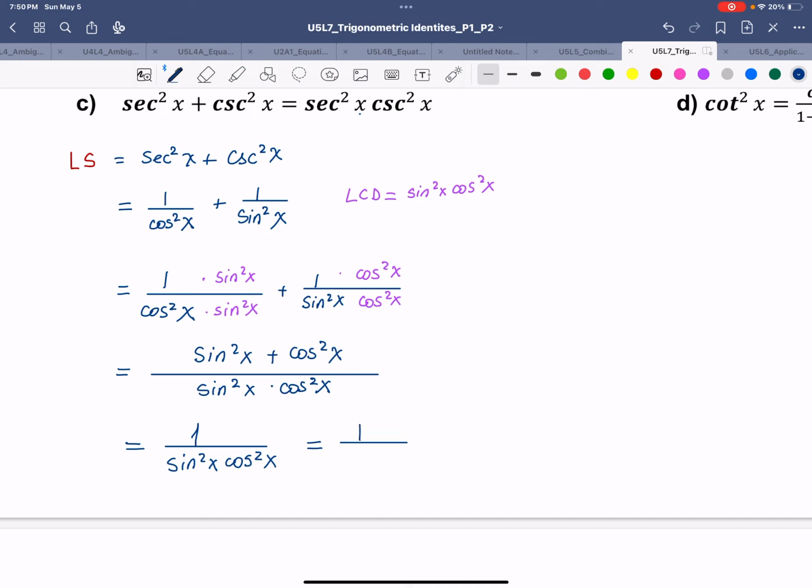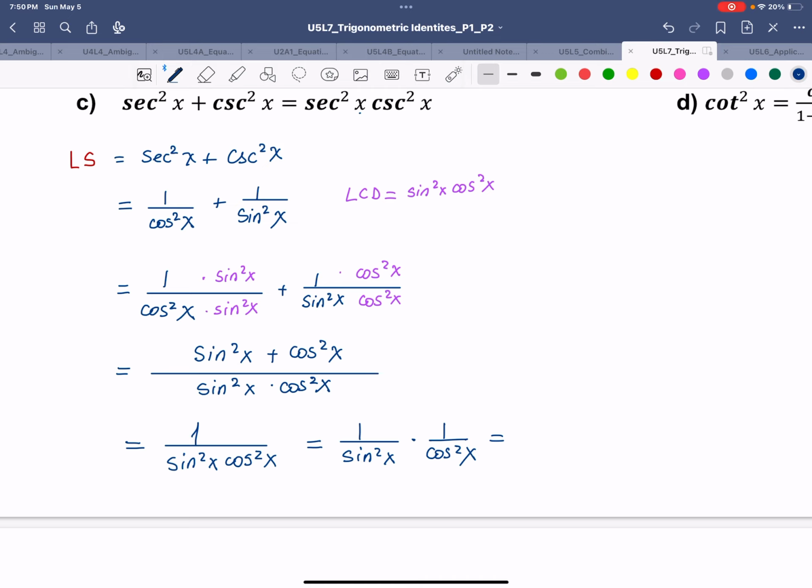So the idea is that we can write this as 1 over sine squared x times 1 over cosine squared x. And 1 over sine squared is the reciprocal of sine, or cosecant squared x, times the reciprocal of cosine, which is secant squared x. And now we have arrived at the right side, and we're going to say that the left side equals the right side, so the identity is proved.